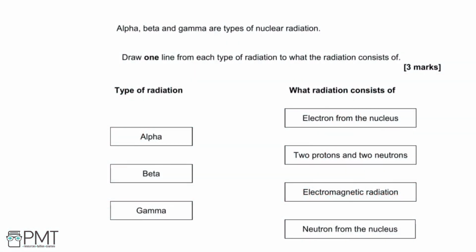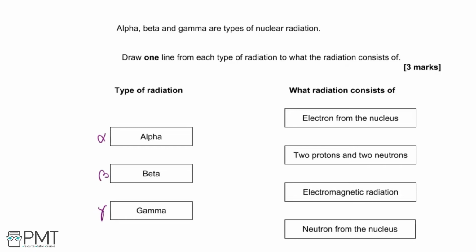Alpha, beta and gamma are types of nuclear radiation. Draw one line from each type of radiation to what the radiation consists of. So you have alpha, beta and gamma. For this question you just need to remember the definitions.